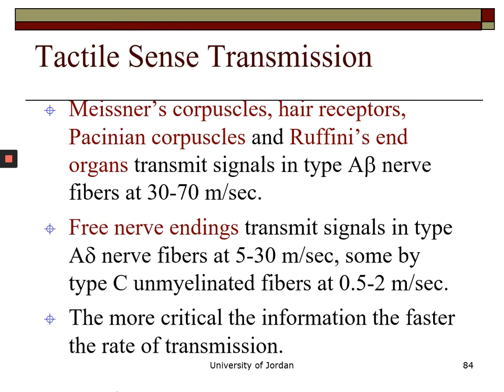Meissner corpuscles, hair receptors, Pacinian and Ruffini end organs transmit very fast signals, very fast, through A beta fibers, with a speed of transmission between 30 to 70 meters per second. Free nerve endings, which I mentioned in the last slide, transmit signals through A delta or C fibers, so their speed of transmission is slow. A delta is between 5 and 30 meters per second, and C fiber between 0.5 and 2 meters per second.